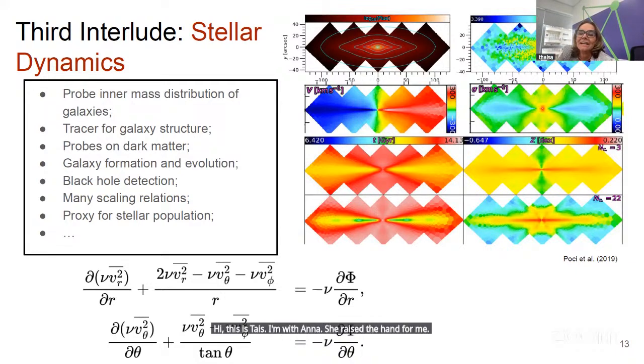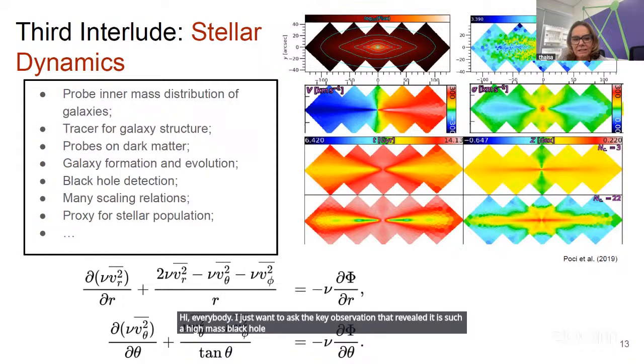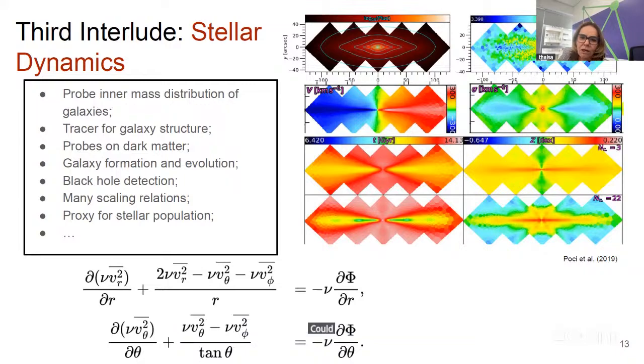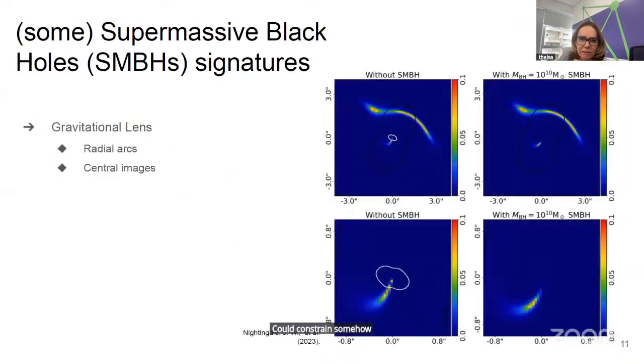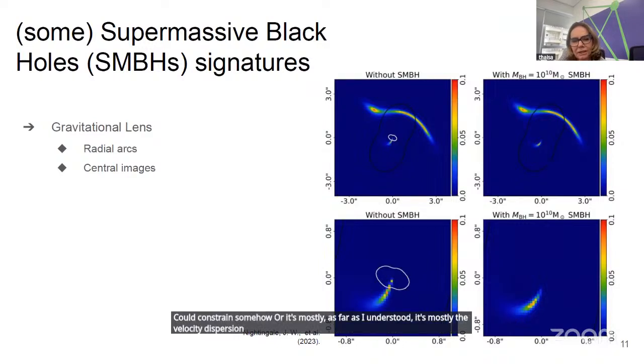Hi, everybody. I just want to ask about the key observation that revealed such a high mass black hole. I wonder if the gravitational lensing modeling could constrain it somehow, or whether, as far as I understood, it's mostly the velocity dispersion profile that constrains the fact that you have such a massive black hole.